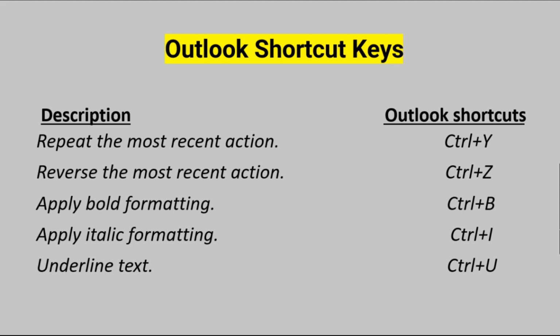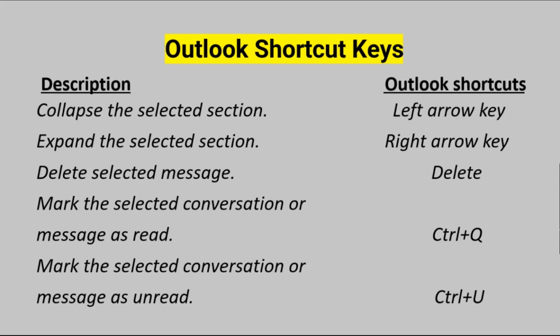Next is to underline the text, you can use Ctrl plus U. Next is, if you wish to collapse the selected section, you can use the left arrow key. If you wish to expand the selected action, you can use the right arrow key. If you wish to delete the selected message, you can use the delete button.